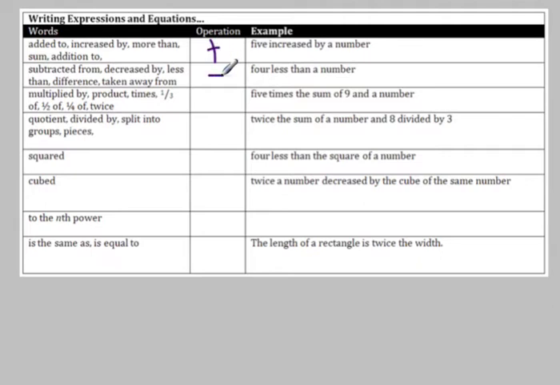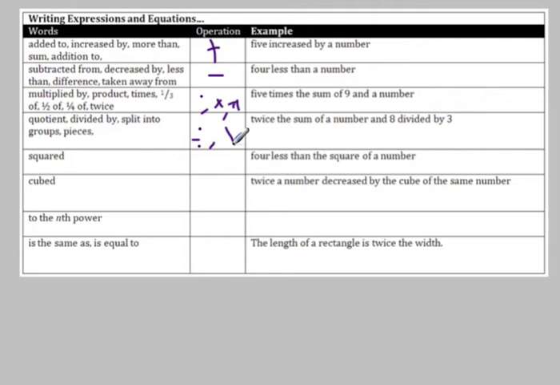Taking a look at the next one: multiplied by, product, times, 1/3 of, 1/4 of, 1/2 of, or twice, that's going to mean multiplication. Now we use multiplication in a number of ways. We use a star symbol, we use an X, or we just use a dot. All of those can sometimes mean multiplication. For the next one, if you see quotient, divided by, split into, groups, pieces, that's going to mean divide, which we can use the division symbol for, but also remember that sometimes fractions can be looked at as being divided as well.